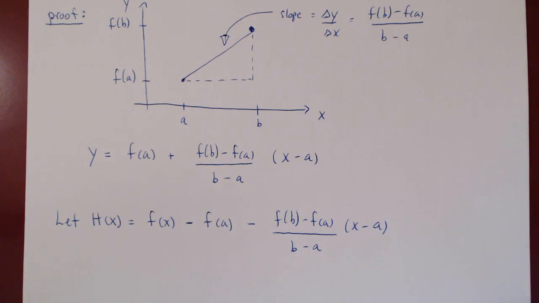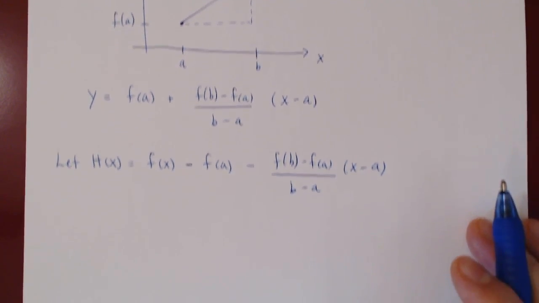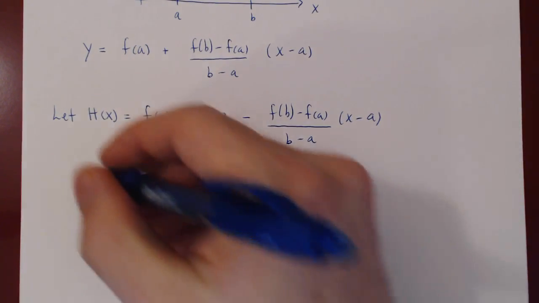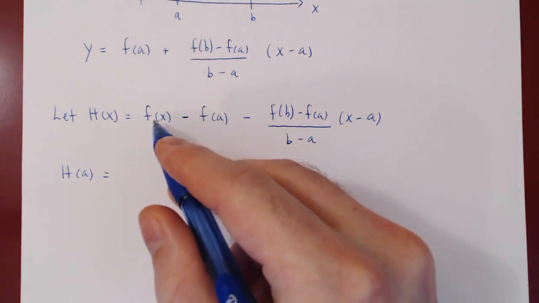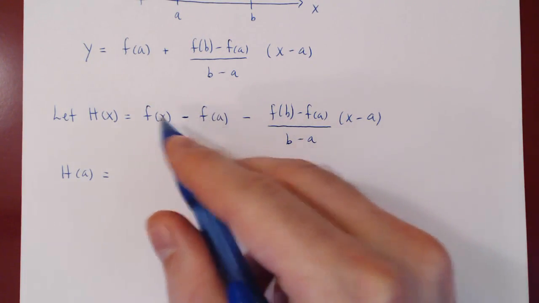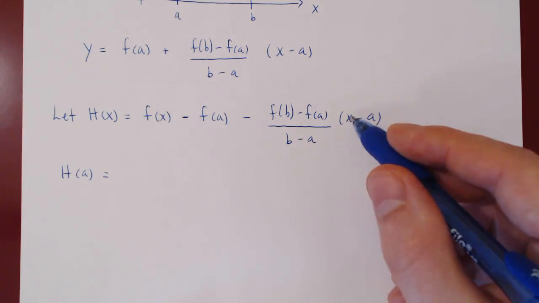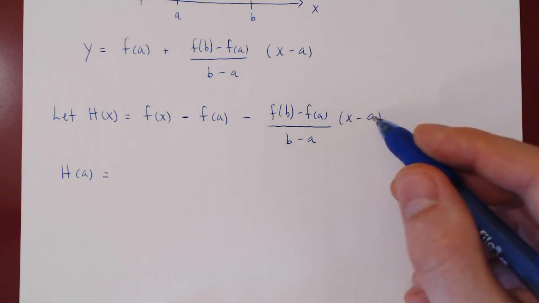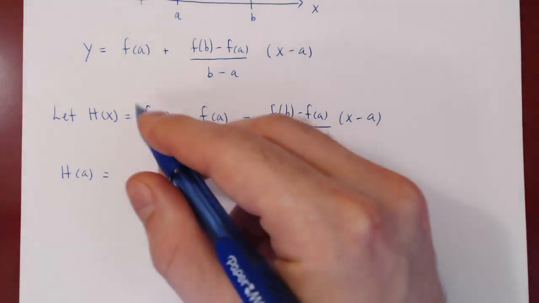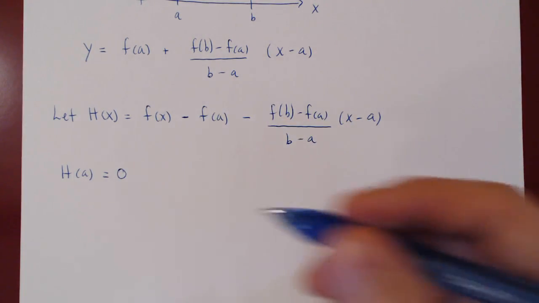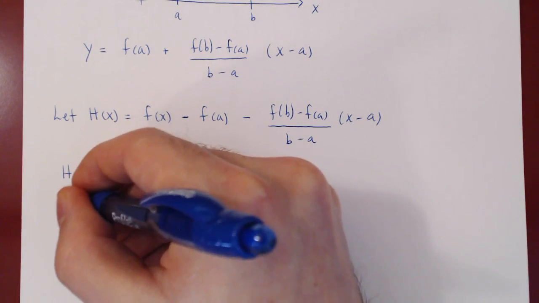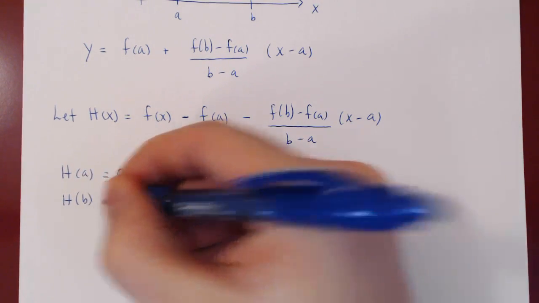The only assumption that we have to verify now is that h of a is 0 and h of b is 0. Well, let's evaluate h at these 2 points. H of a equals f of a minus f of a, that's 0. And plug in here x equals a, you get a minus a, 0. This term is 0. This term is 0. Clearly, h of a equals 0. What about h of b, our function at the right-hand point?